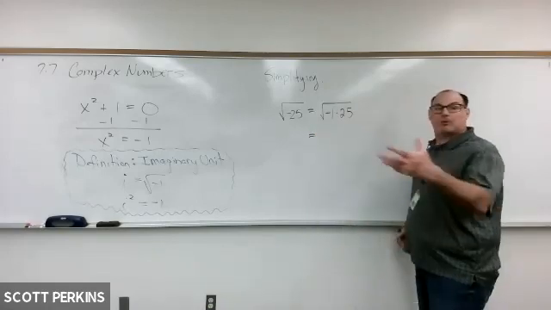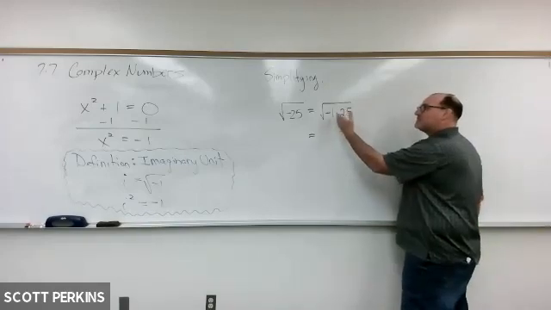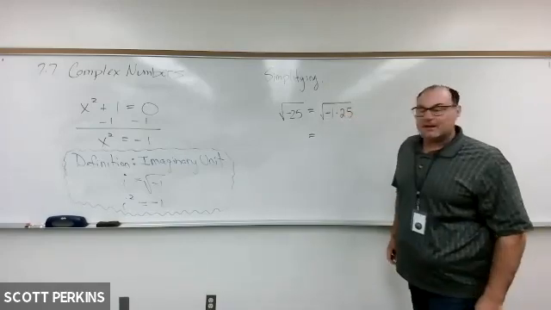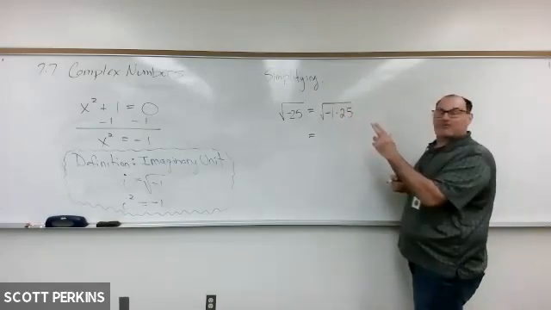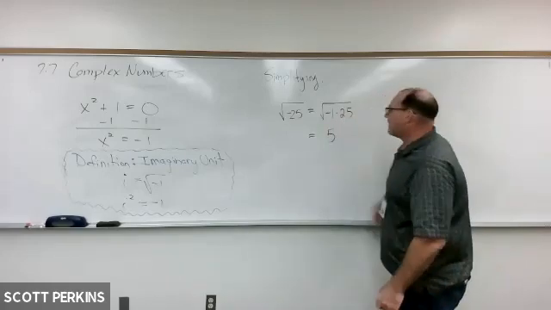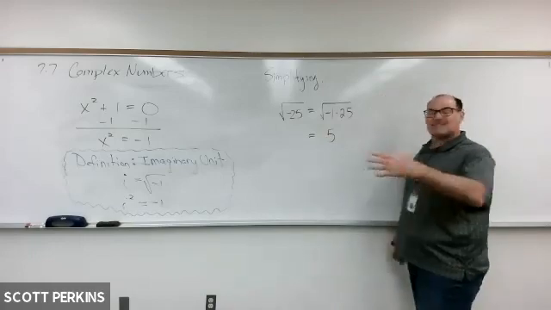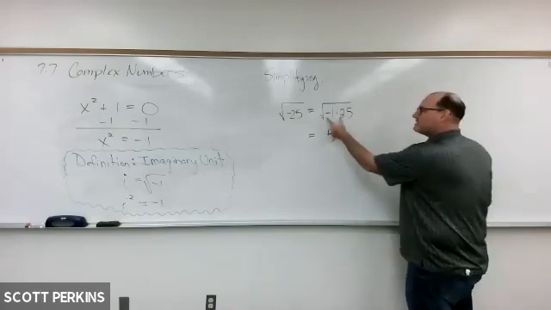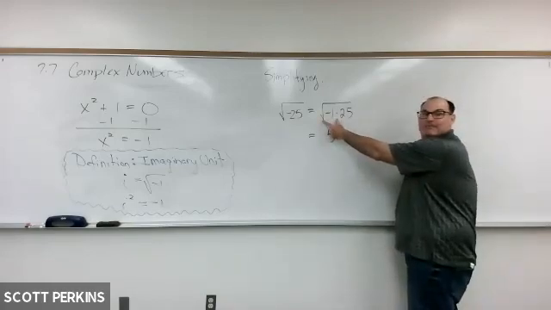Well, product rule of radicals says I can consider each of these things separately. Let's do the part we know first. What's the square root of 25? 5. Great, we're comfortable with that. Now here's the new part. And I'm going to ask you this question a bunch so we get used to it. What's the square root of negative 1?